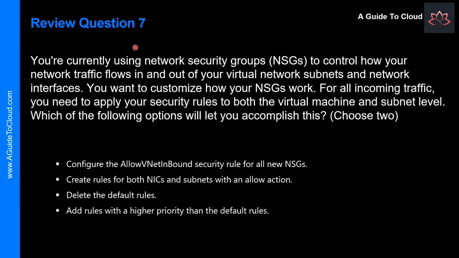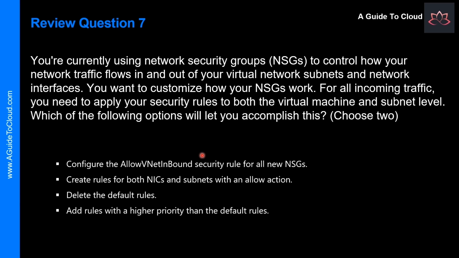Let's look at question number 7. You are currently using Network Security Groups or NSGs to control how your network traffic flows in and out of your virtual network subnet and network interfaces. You want to customize how your NSGs work. All right, so you need to customize your NSGs. For all incoming traffic, you need to apply your security rules to both the virtual machine and at the subnet level. Which of the following options will let you accomplish this? So we need to choose two answers to complete the solution.